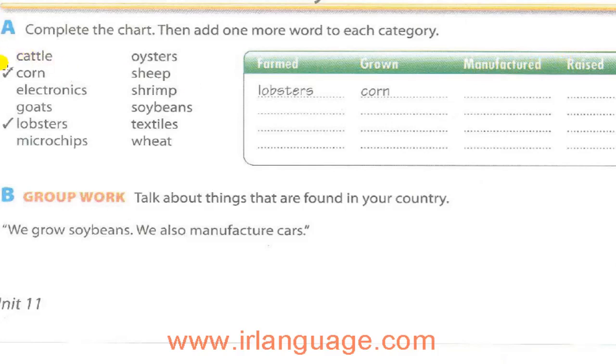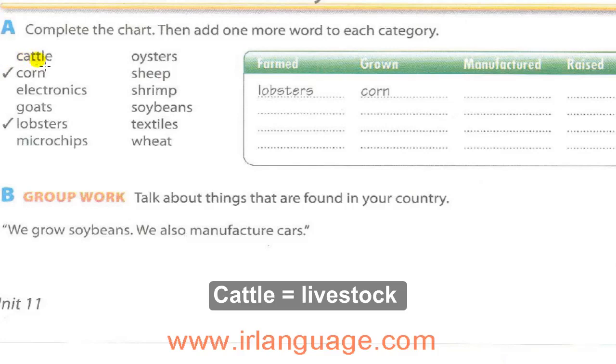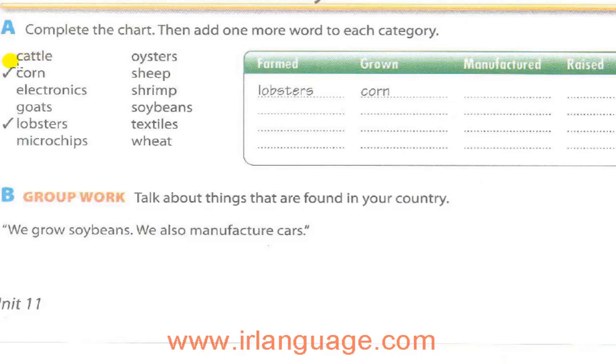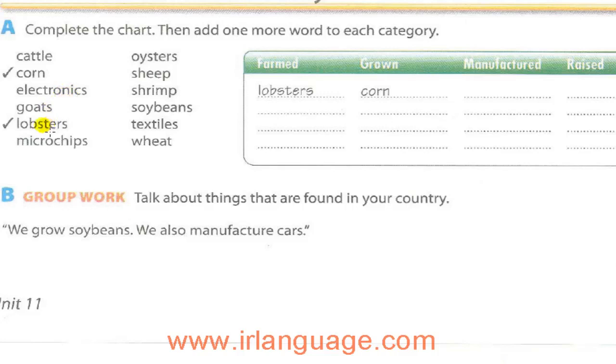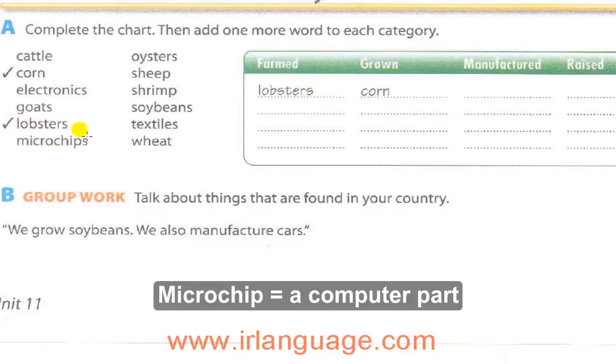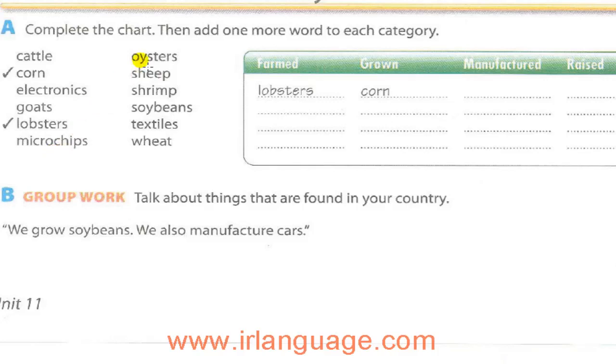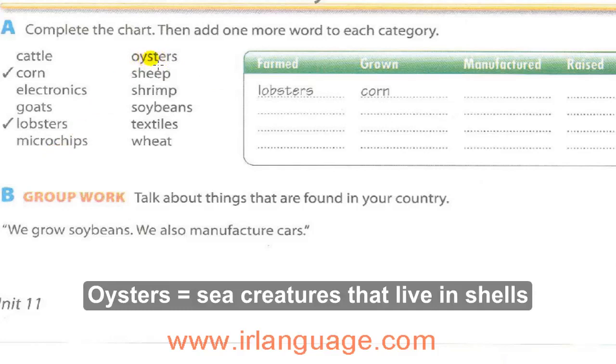Let's get started. We have here the word cattle. Cattle, T soft D, British, cattle. Get cattle. Cows, buffaloes. Corn. This is maize. Electronics, televisions, mobiles. Goats, animals related to sheep. Lobsters, American, O as a sound, lobsters. Sea creatures. Microchips, parts of computers. Oysters, like shrimps, oysters, some kind of farms for oysters.